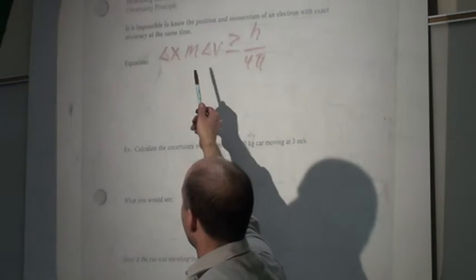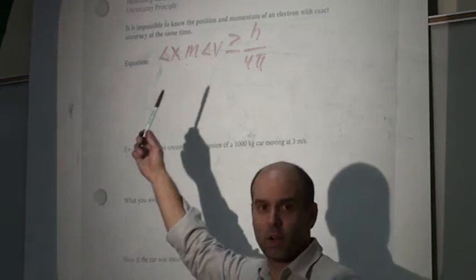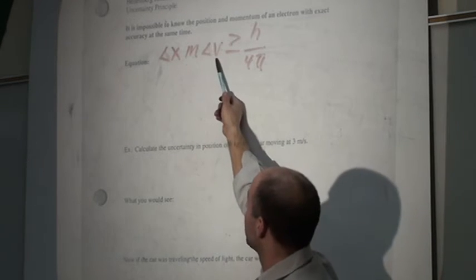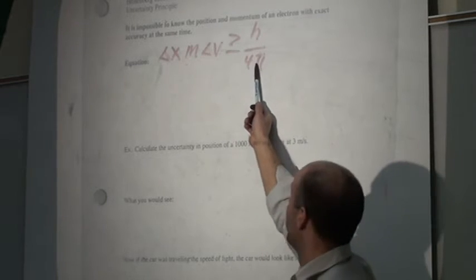So the Heisenberg Uncertainty principle can also be stated as an equation. The equation is delta x times mass times delta v is greater than or equal to h over 4 pi. The delta x stands for the uncertainty in position. The m is your mass in kilograms. And delta v is your uncertainty in velocity.